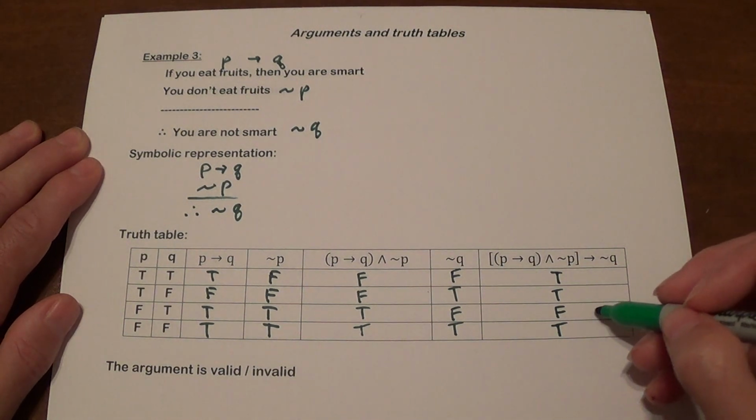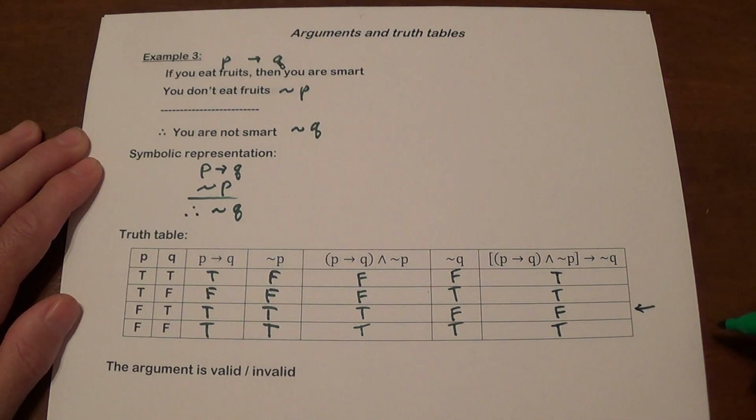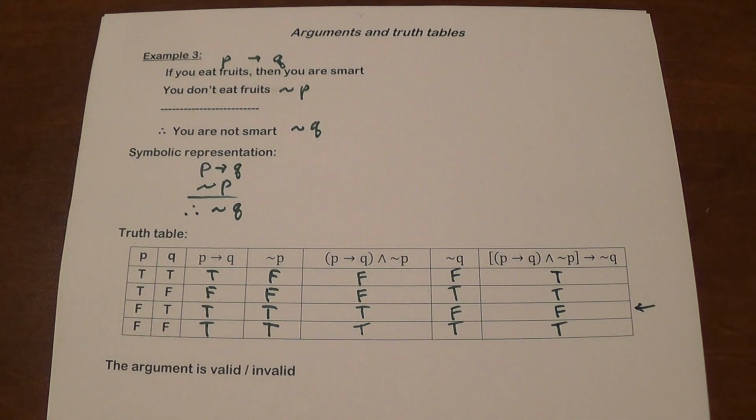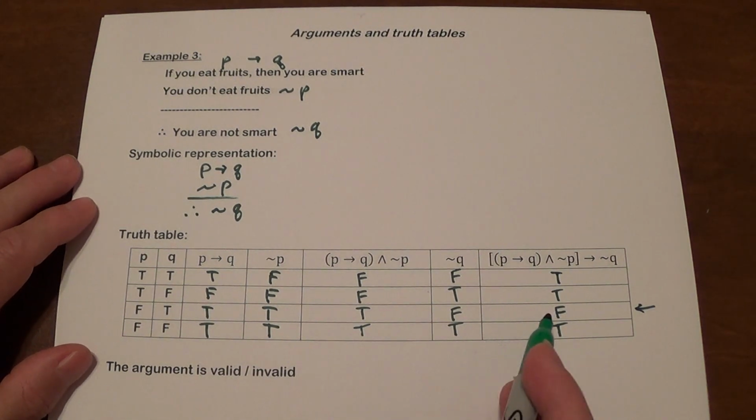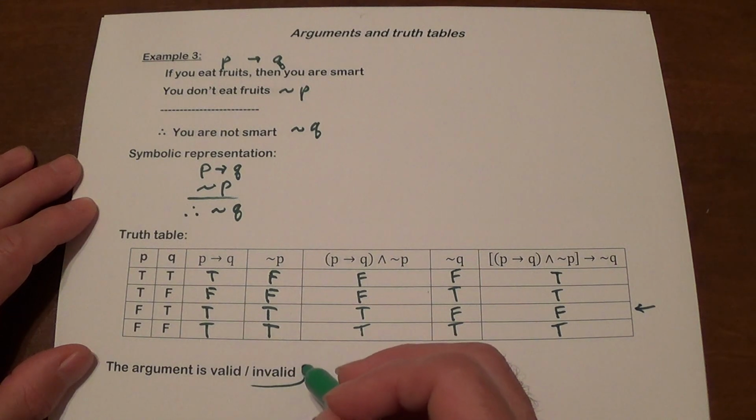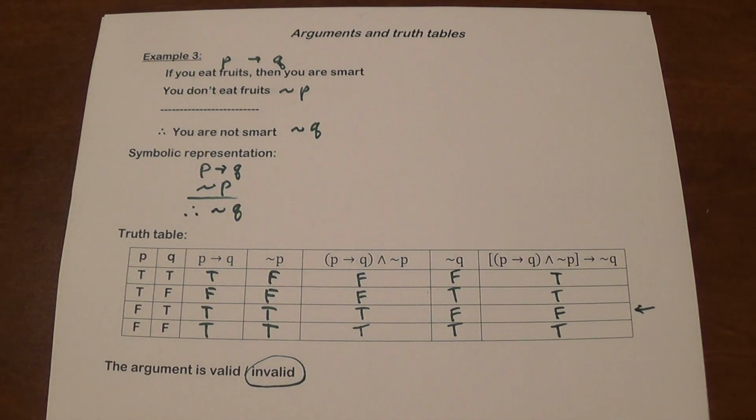So one of them right here is false, which means there is a situation in which all that is going to lead to a false conclusion. If you see any false in your final column, this argument will be invalid, which means you cannot say that it's always going to be correct.